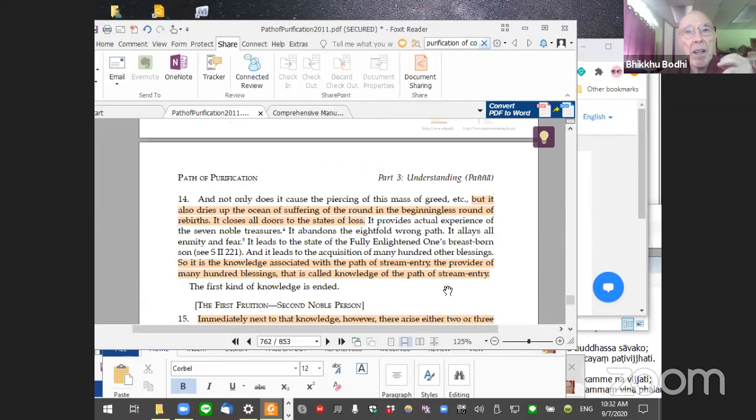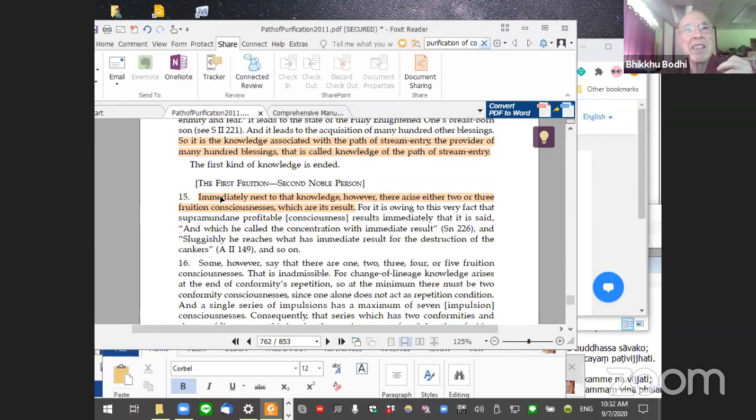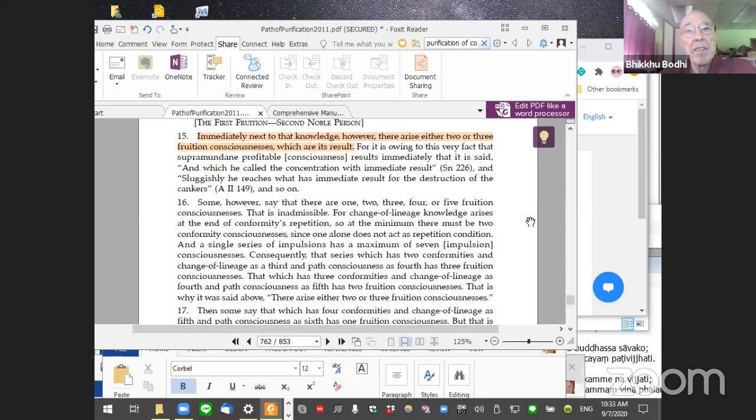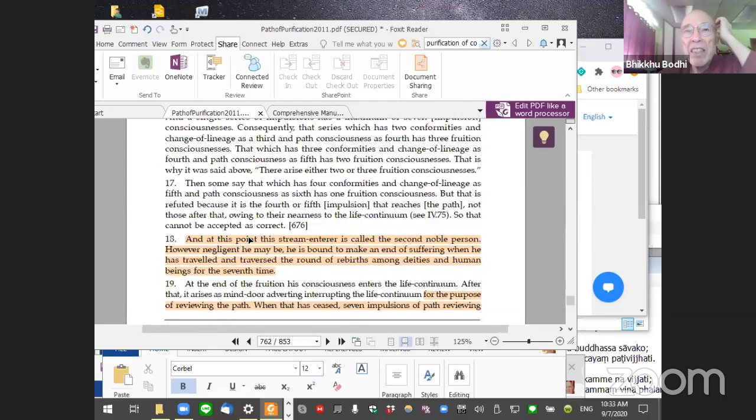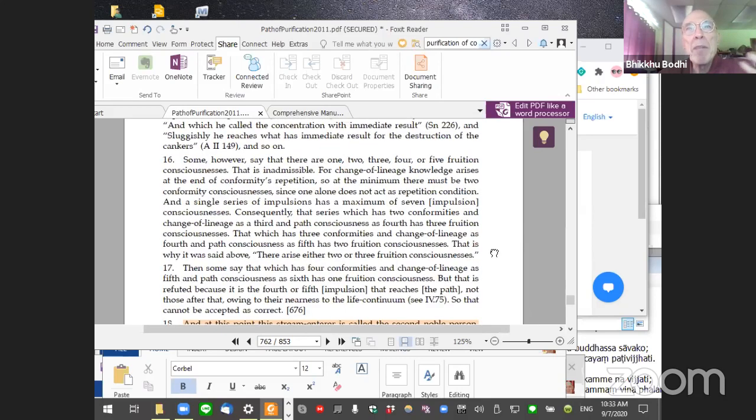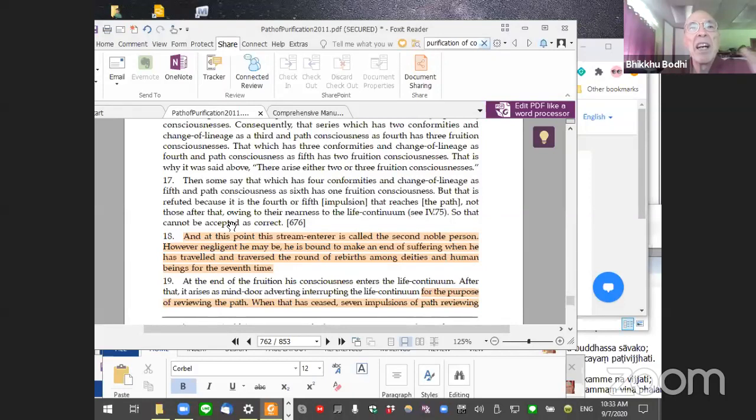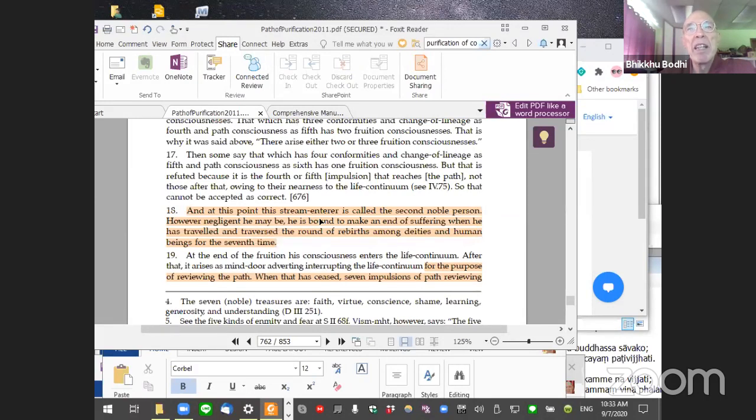Okay, coming back. So now it says immediately after the knowledge of the path, there arise either 2 or 3 moments of fruition consciousness. And with the attainment of the path, one becomes the first noble person, that is the one on the path of stream entry. At the moment of the fruit, one becomes an actual stream enterer, called the second noble person. And so here it says, however negligent he might be, he is bound to reach the end of dukkha by traveling through the round of rebirths among deities and human beings, at most for 7 more times.